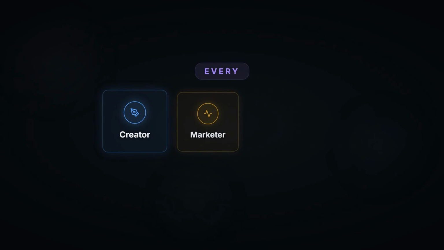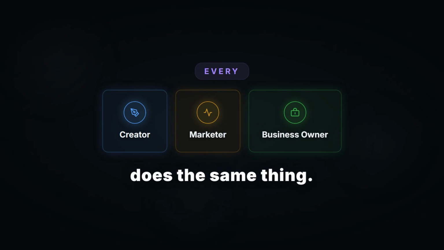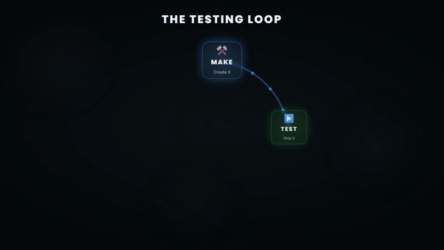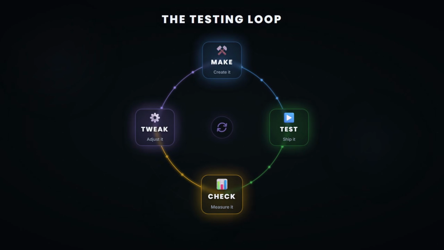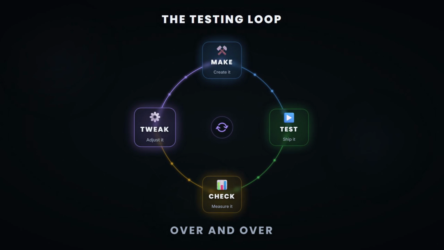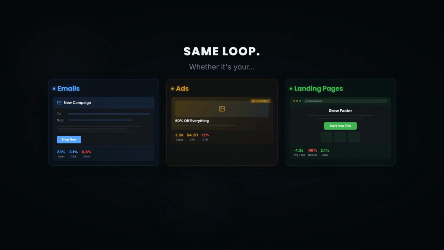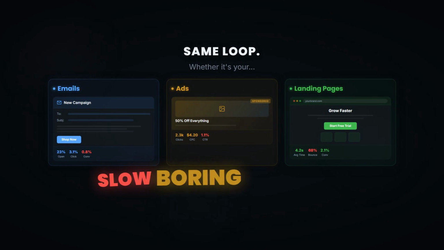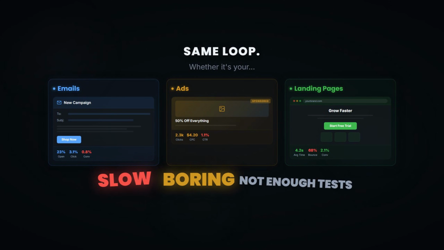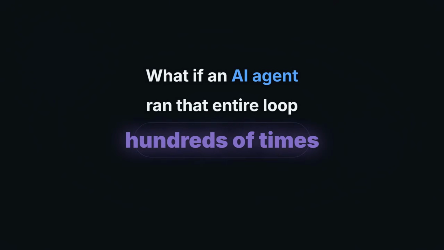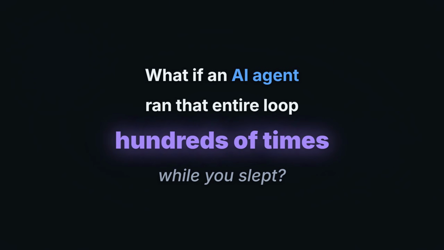Every creator, every marketer, every business owner does the same thing. You make something, you test it, you check if it worked, you tweak it, and you try again. Over and over. Whether it's your emails, your ads, your landing page. It's the same loop, and it's slow, and it's boring, and you never run enough tests to actually know what works. What if an AI agent ran that entire loop for you hundreds of times while you slept?